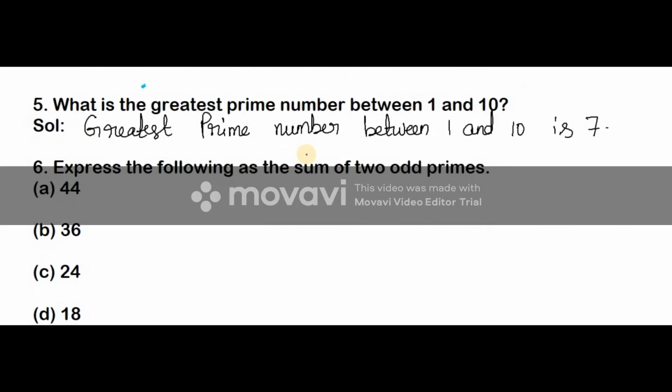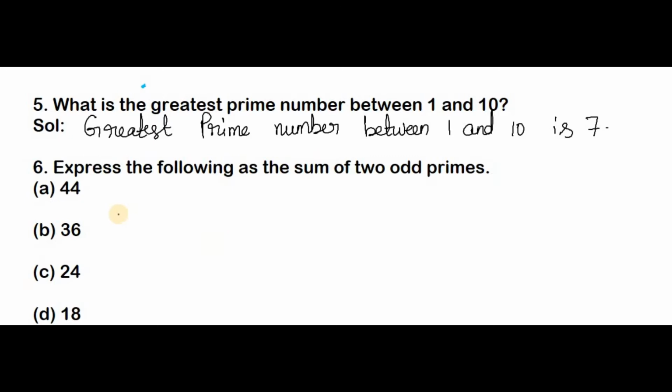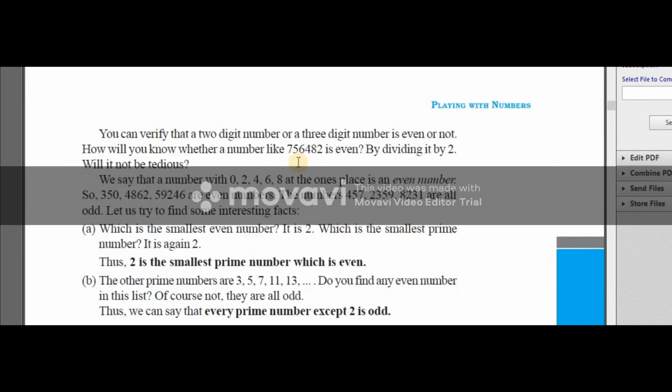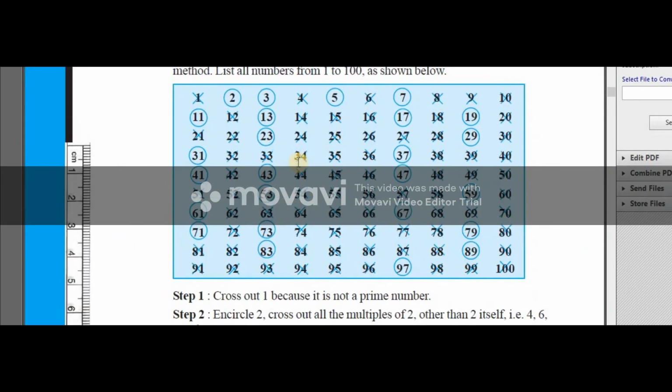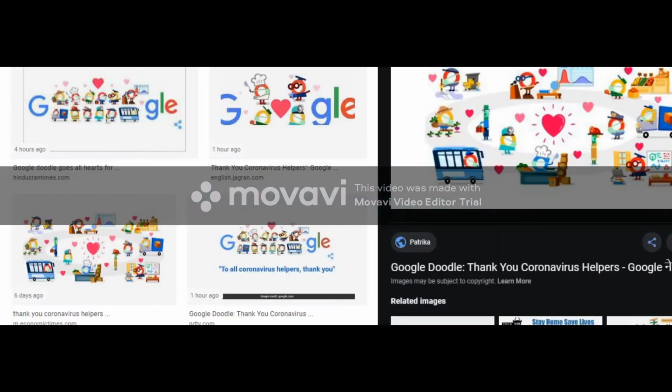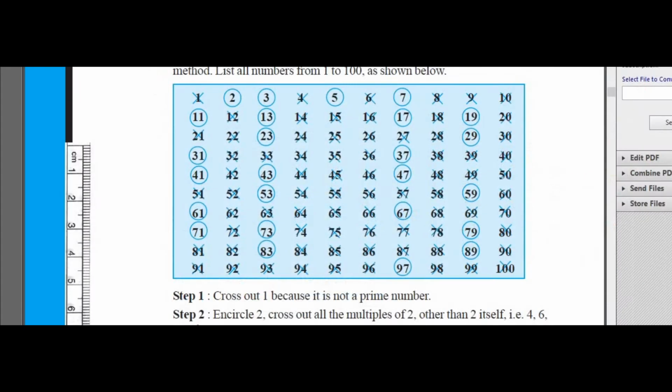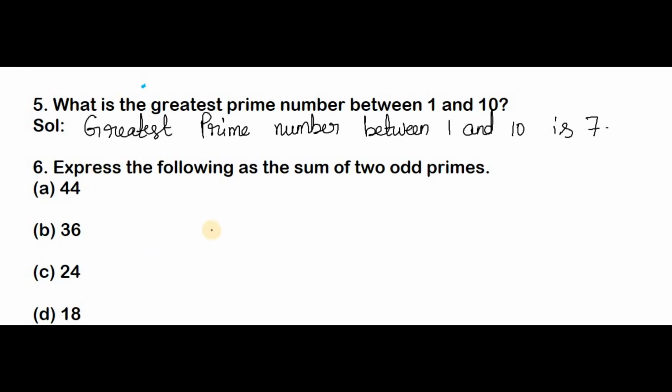Express the following as the sum of two odd primes. Of course, we have all odd primes only. And you are going to express this by adding two prime numbers. Only two prime numbers you should add, and you should get 44. So for that we will just see the prime numbers. What are the prime numbers we have? If you observe this table, you can see easily which are circled, they are called prime numbers. So in our question we have 44.